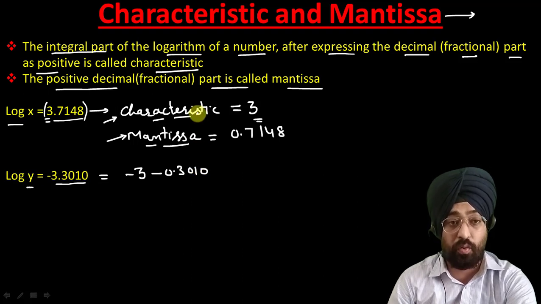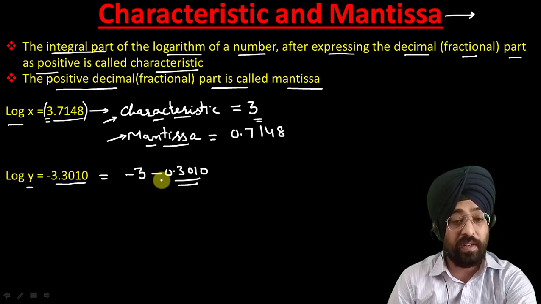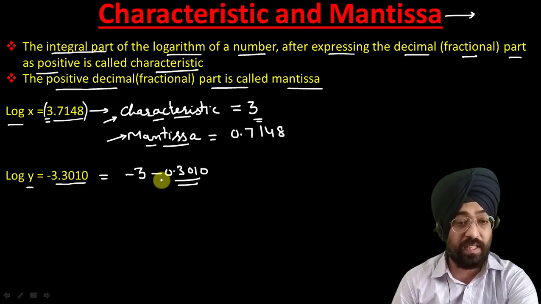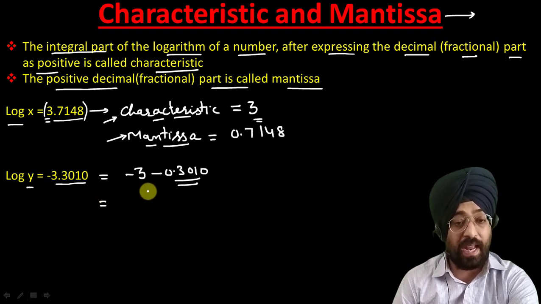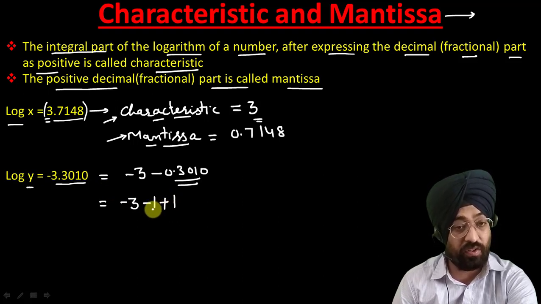Now according to our rule, we can only find characteristic and mantissa if this decimal part is positive, but here it is negative. So in order to find the characteristic and mantissa, first we have to convert this into a positive number, and it is quite easy. We can take the help of the fact that if we add and subtract 1, the number will not change. Like minus 3 minus 1 plus 1. Minus 1 plus 1, the net result is 0, so it does not change.